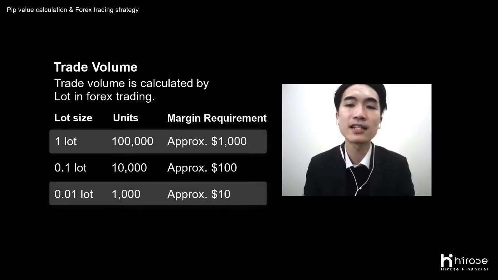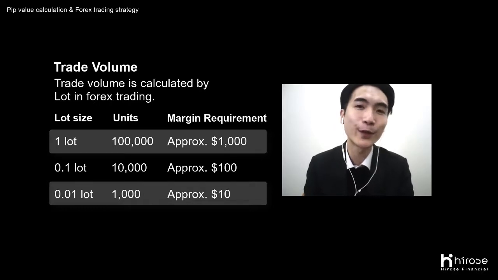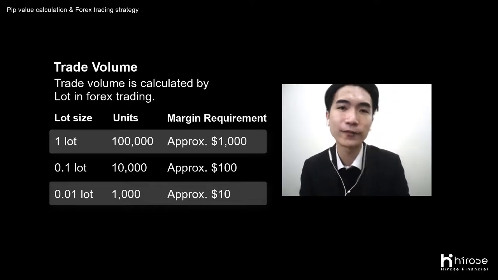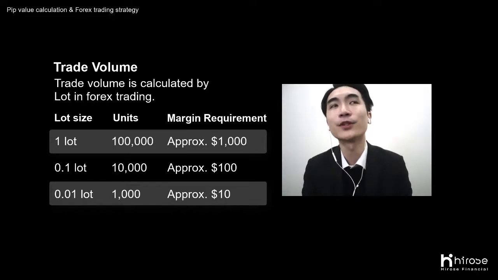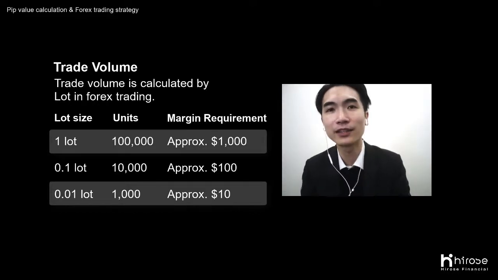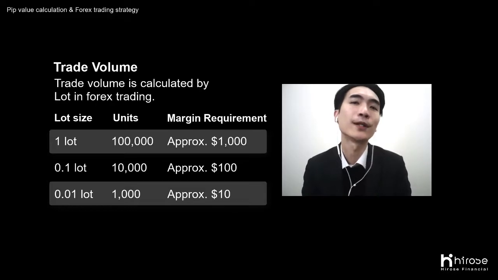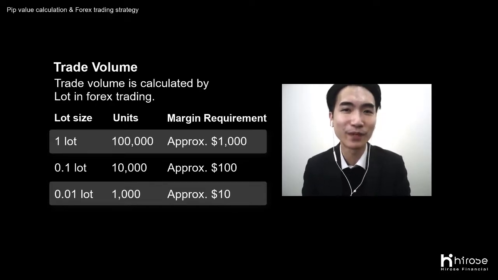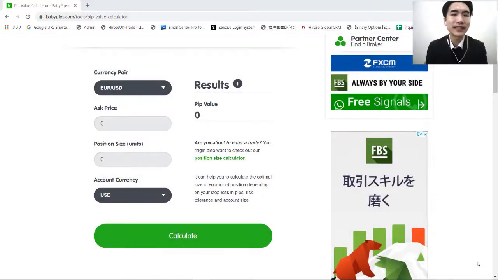Okay, so now we know currency pairs and trade volume, and that is able to help us calculate the pip value. Next, we'll take a look at how we use these two factors to calculate pip value. There is a formula for calculating pip value, using the lot, the contract size, and the pip size. That might be a bit troublesome to use every time, so I have a simpler tool for you to calculate pip value, which is this one here.